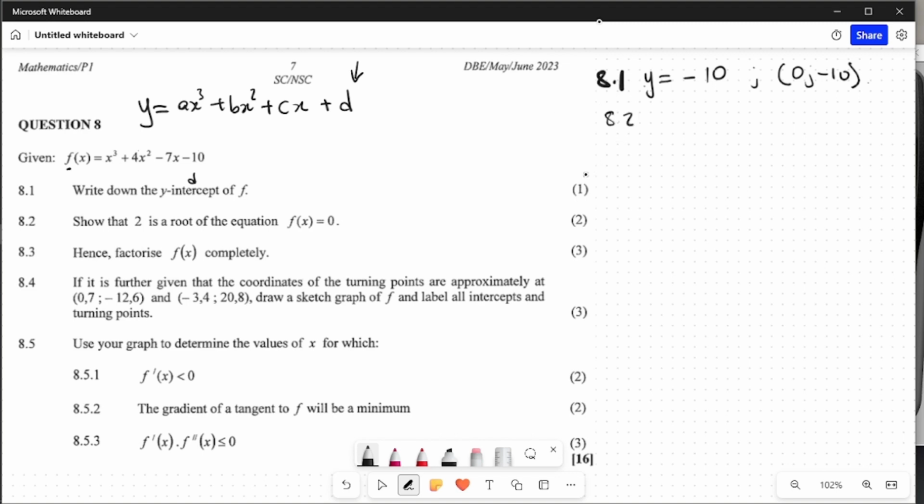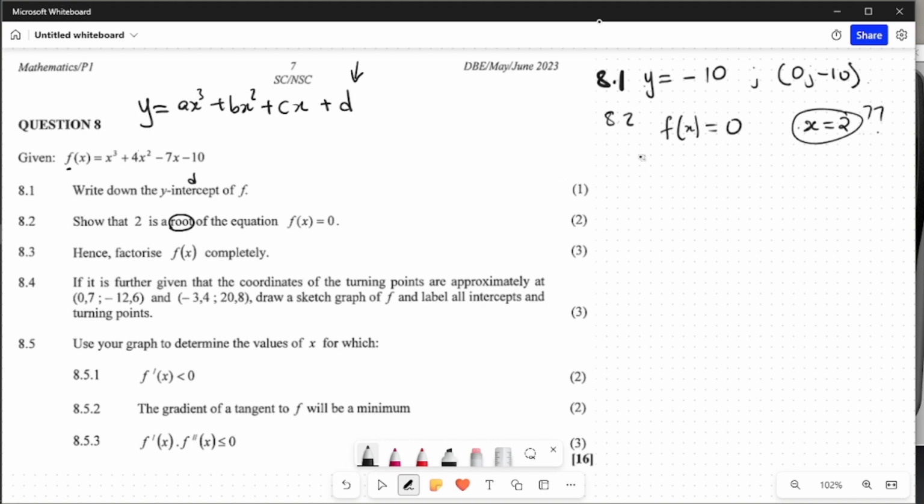Question 8.2. Show that 2 is a root of the equation f(x) equal to 0. Show that 2 is a solution of the equation f of x is equal to 0. So basically this is our f of x, which must be equal to 0. Now they say let us show that 2 is a root, meaning 2 is the value of x. This is what we're trying to prove.